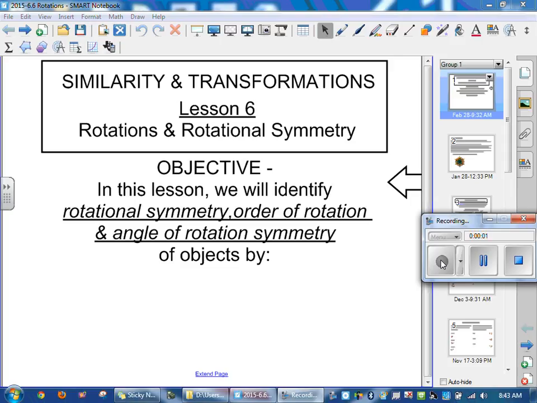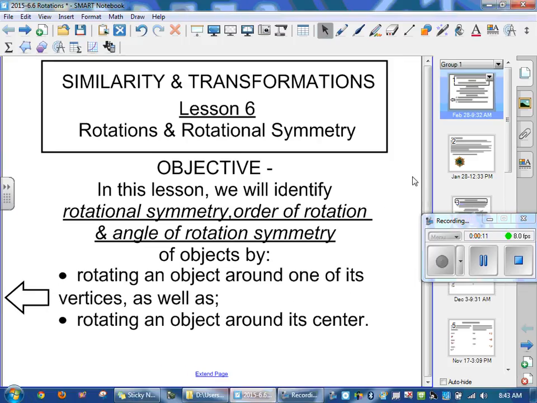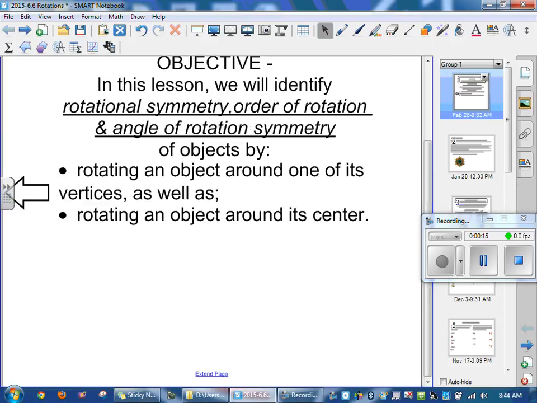Okay, lesson 6.6, rotations. We're going to talk about rotational symmetry. In order for objects to have rotational symmetry, they need a couple of conditions. We're going to be rotating objects around their vertices, and also rotating objects around the center. Okay, that's what we're going to be doing. I'll give you a moment to write that down.